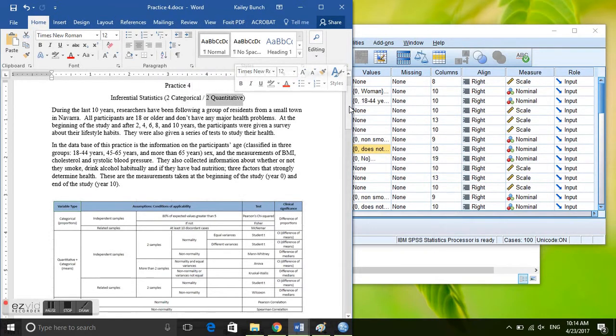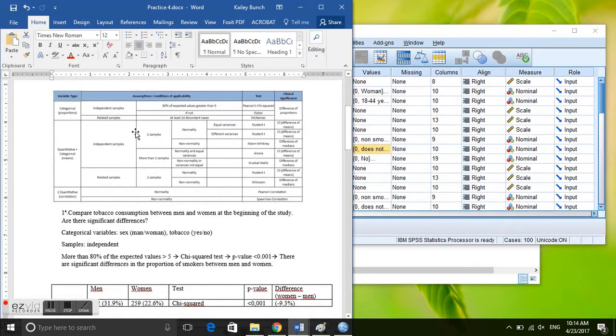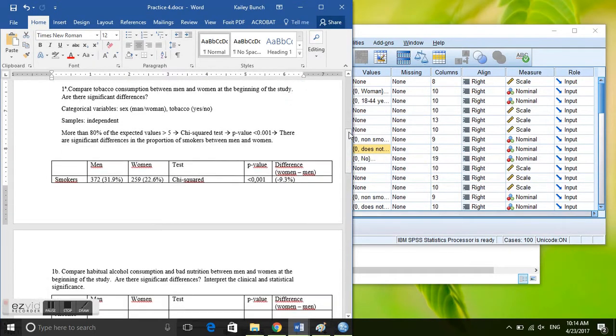So if you take a look at the table, we will be here in two categorical variables with chi-squared and Fisher's exact or Mantel-Haenszel. And down here in two quantitative variables, which is correlation, with the Pearson correlation or Spearman correlation. Okay, go to number one.